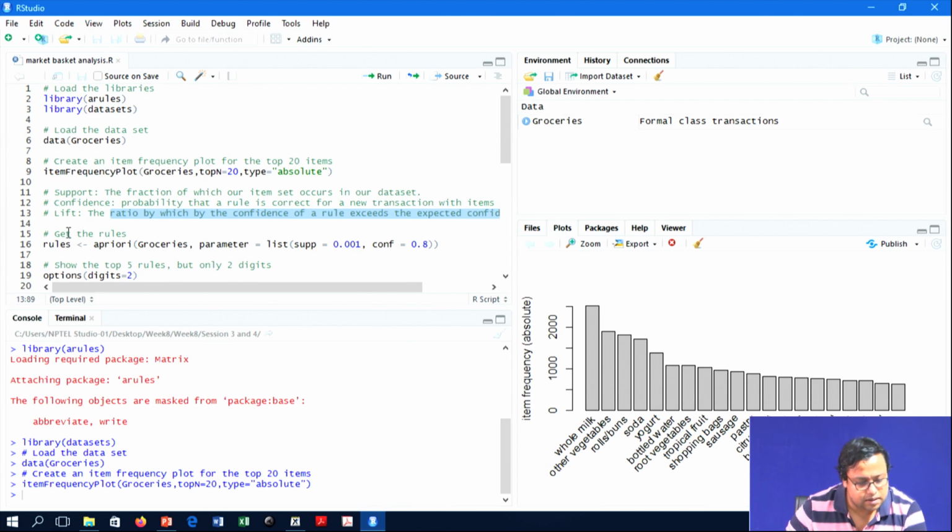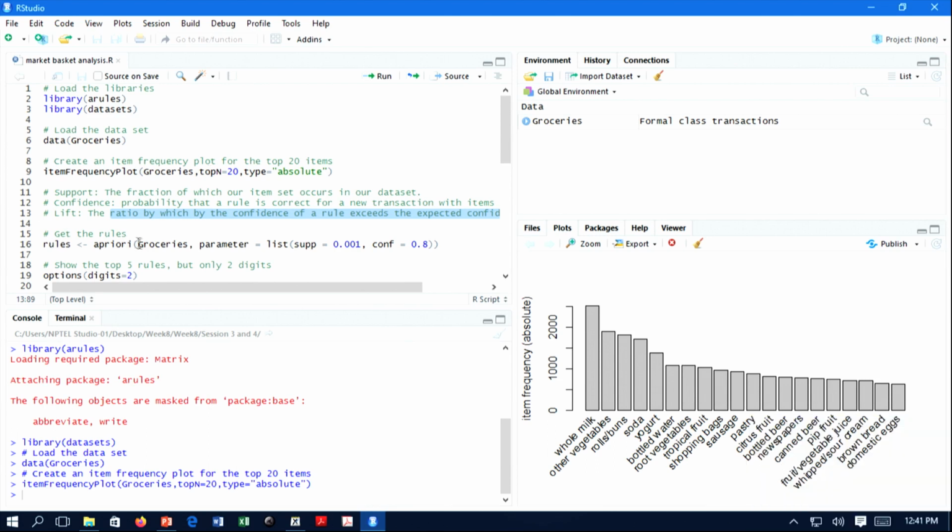So, to find out the rules we use the apriori algorithm with the groceries data set. The syntax is apriori within brackets data, and then the parameters. I am saying that the support cutoff has to be 0.001. That means it has to occur 0.1% of the times. As I told you, that is also very rare, and the confidence has to be at least 0.8. So, at least 80% of the times it has to be correct.